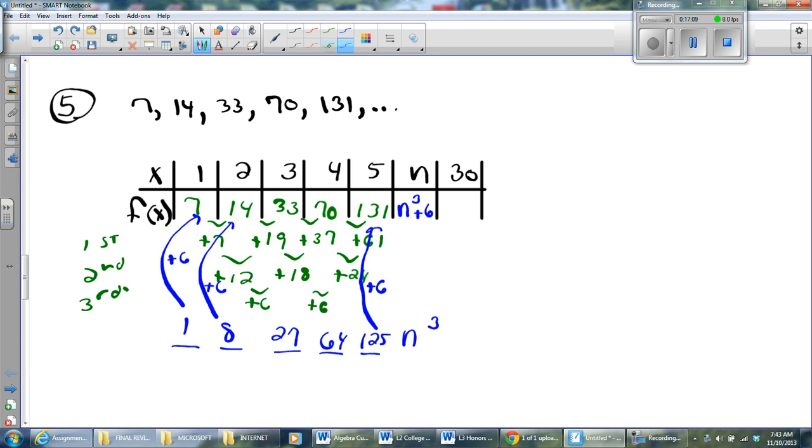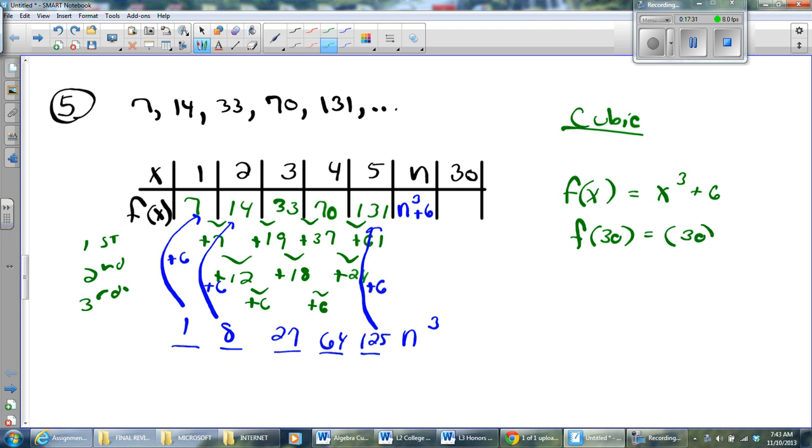So I'm going to get n cubed plus 6. So my function is going to be f of x, and that's going to equal x cubed plus 6. And by the way, this would be a cubic function, right? This is cubic. So f of 30 is 30 cubed plus 6. Now, I can do this one in my head pretty well. I know 30 squared is 900, and 900 times 30 is going to be 27,000.